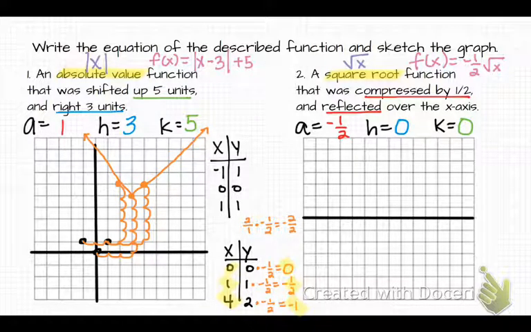So let's draw our axes. And I'm going to graph. So I have 0, 0, 1, negative 1/2, which is halfway down, and 4, 1, 2, 3, 4, 1. And that will be my equation. Or sorry, that will be my graph of my function.